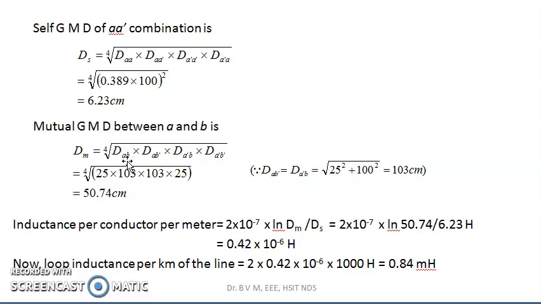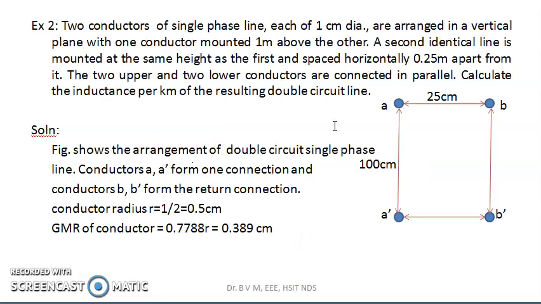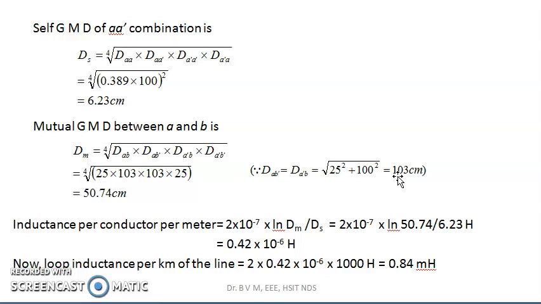So the distance between A and B is how much? 25 centimeter. And the distance between A and B dash is what? 25 square plus 100 square, apply the trigonometric rule. So how much will you get? 103. I have written here 103 centimeter. So this is 25 centimeter, this is 103 centimeter, this is also 103 centimeter, and this is 25 centimeter. After solving this, how much will you get? 50.74 centimeter. So we have got Ds, that is GMR, and we have got the GMD.